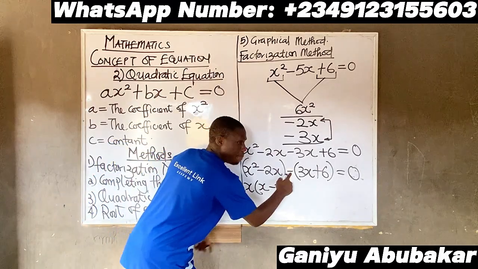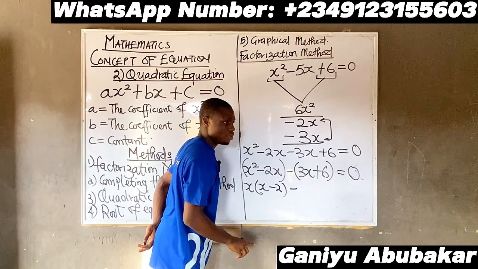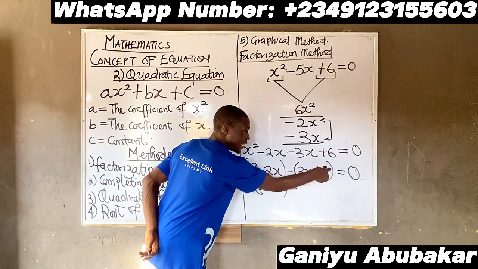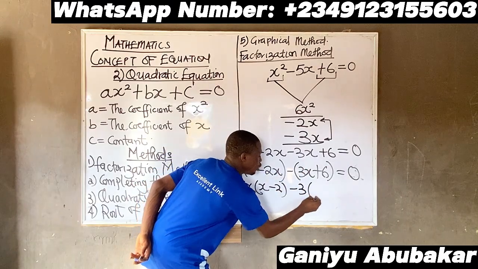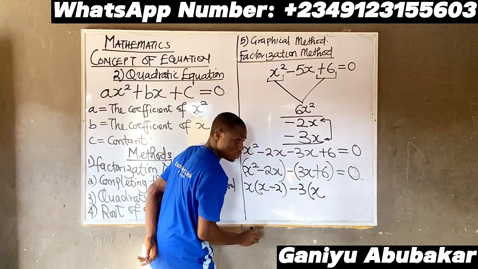Next to that, what is there? Minus. What's common between these? x is not common. Is there anything common here? Yes, 3. You can see 3 inside this one. So bring out 3, and what I have left here is only x minus 2.